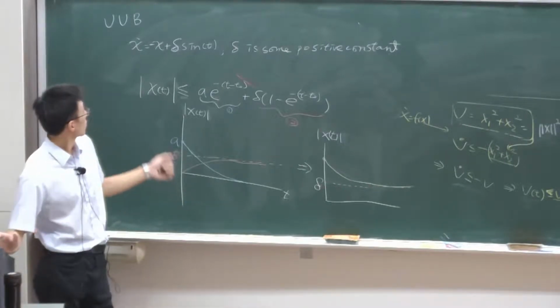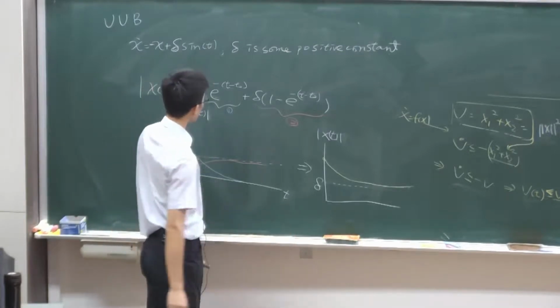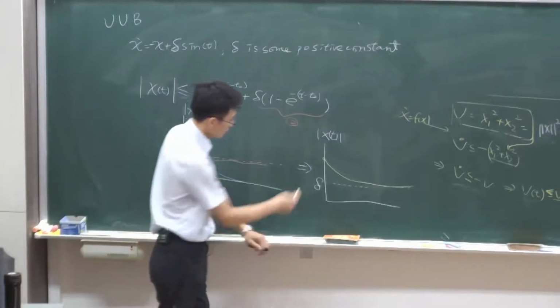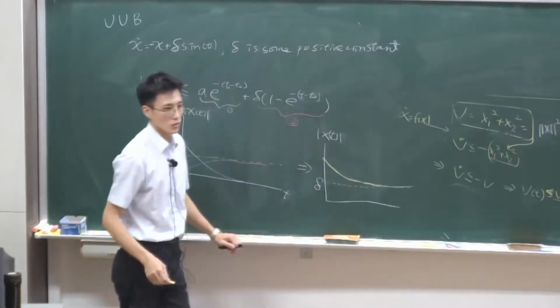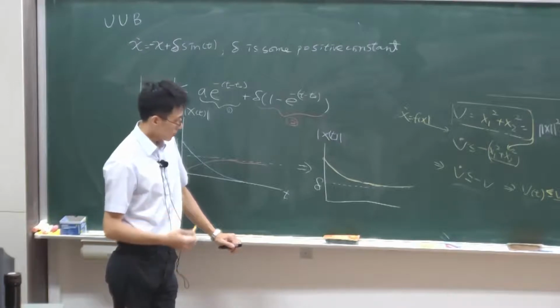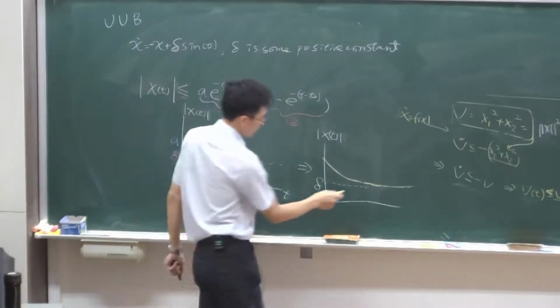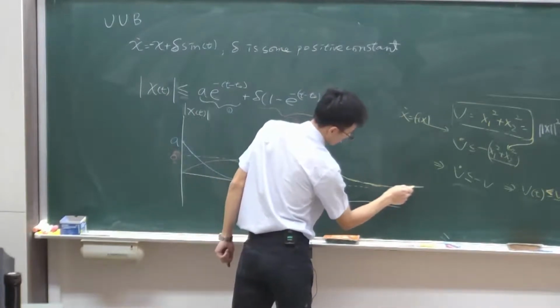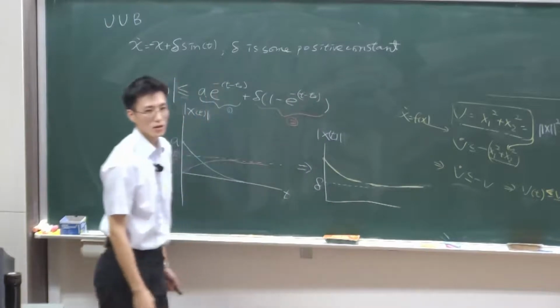Okay. So we say it's uniformly because the decay rate is exponentially fast. So we say it's uniformly. Uniformly, ultimately bounded, because eventually it has converged to this. So you can say it's bounded by some constant.